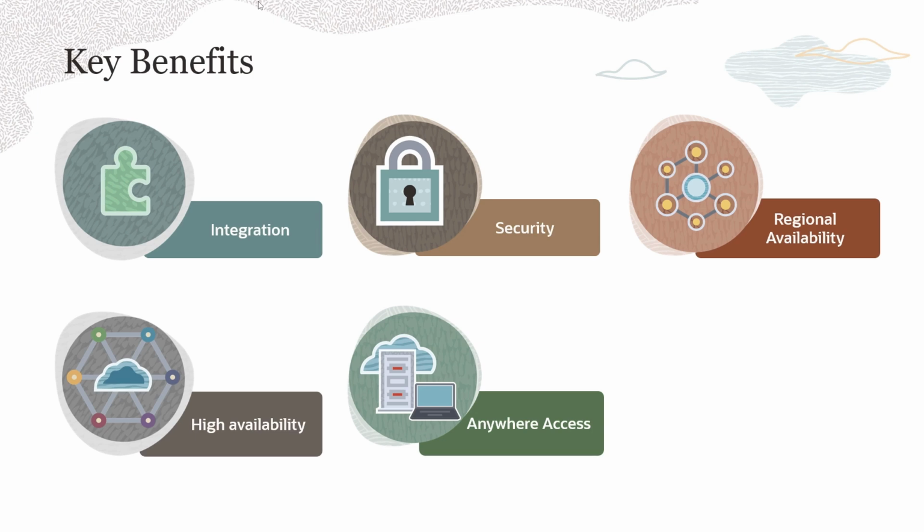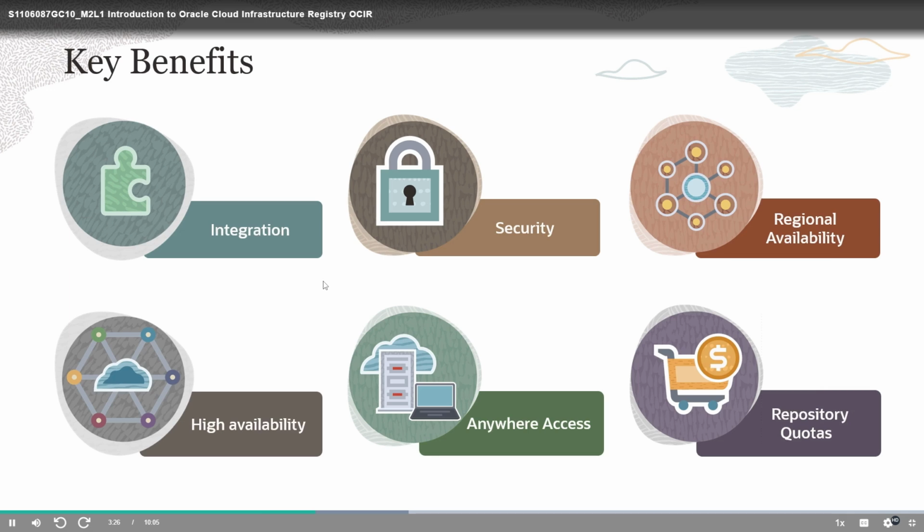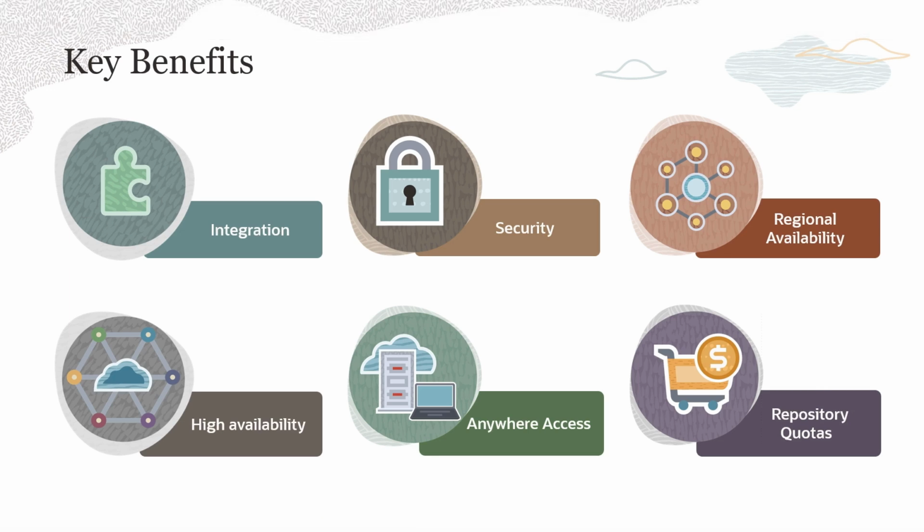OCIR ensures anywhere access, allowing you to utilize container CLI for image operations from various locations, be it on the cloud, on-premises, or even from personal laptops. Additionally, OCIR implements repository quotas. In each enabled region for your tenancy, you can establish up to 500 repositories with a cumulative storage limit of 500 GB. Each repository is capable of holding up to 100,000 images. Importantly, charges apply only for stored images.